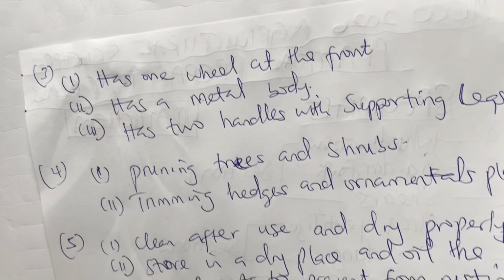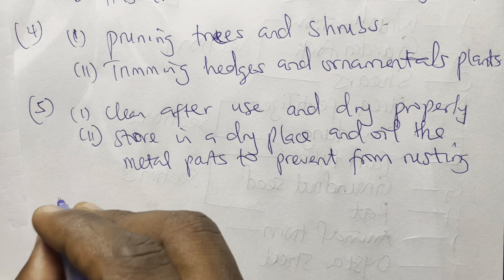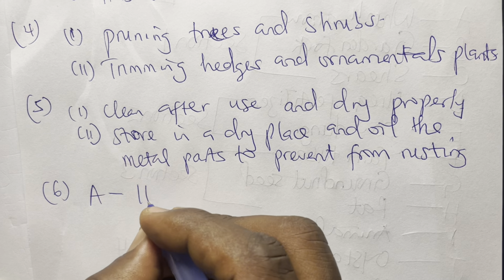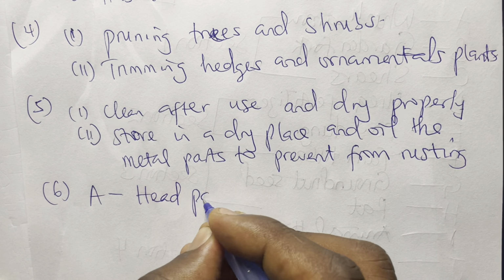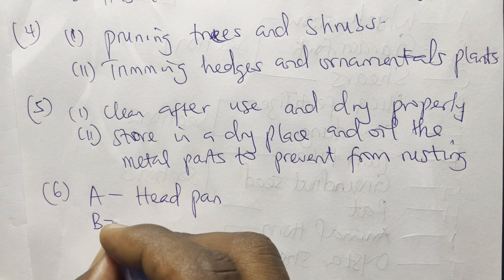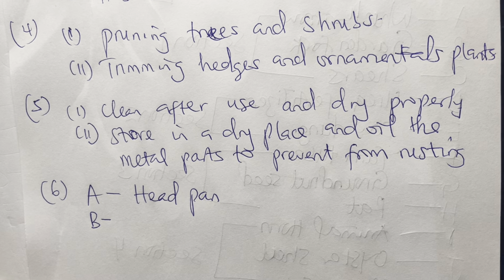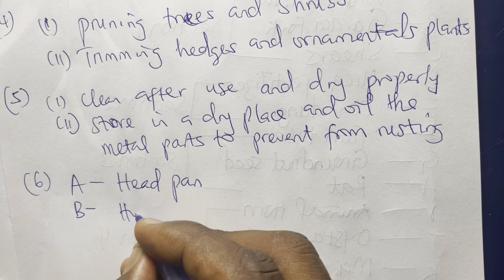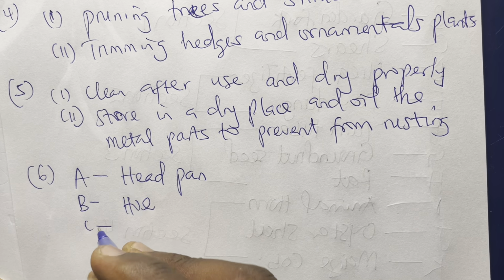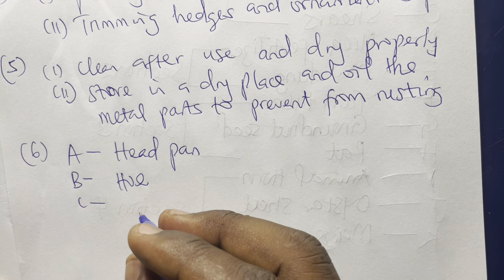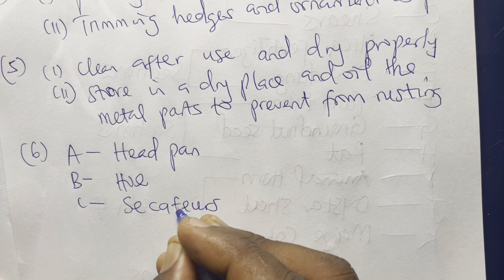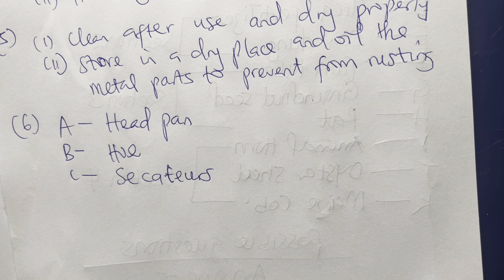So, for specimen A, let me give that number 6. Instead of using wheelbarrow, you can use head pan. And another one too, instead of you using garden fork on the farmland, you can use hoe. And then specimen C, instead of using shears, you can use secateurs. Yeah, so that's what I have for you concerning our section A.